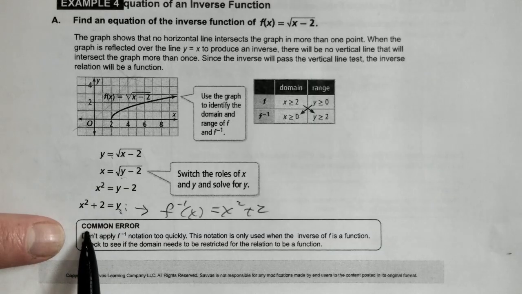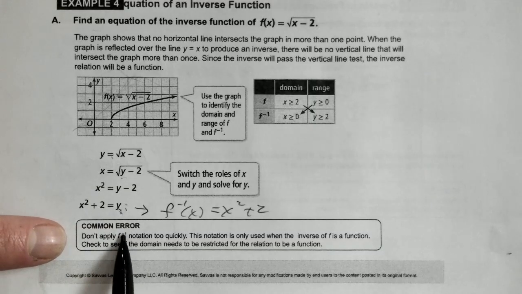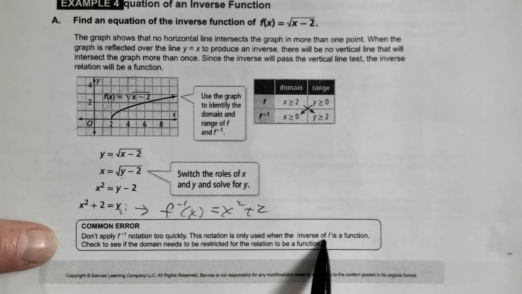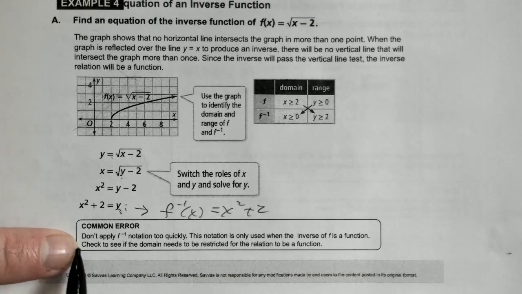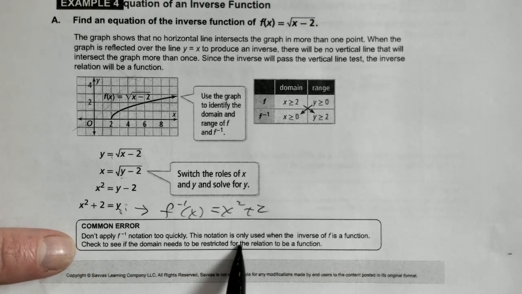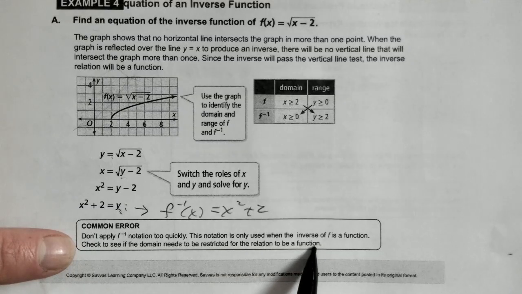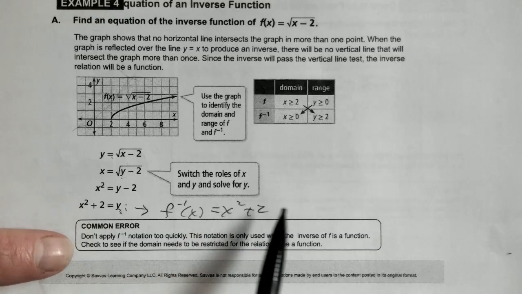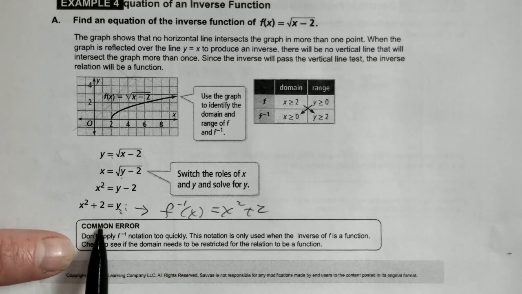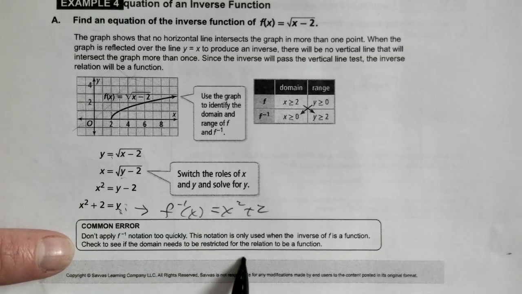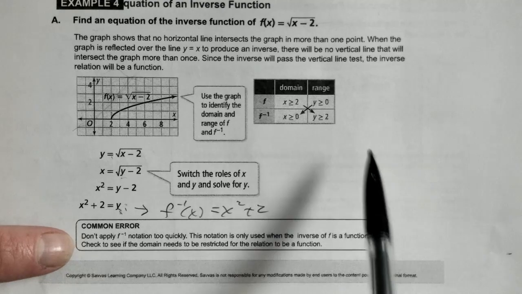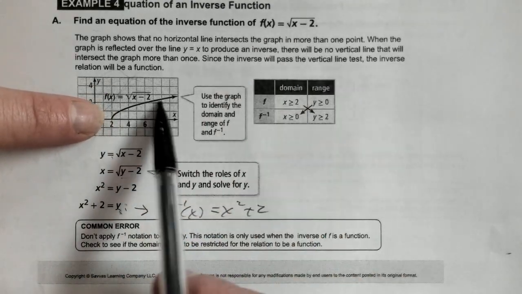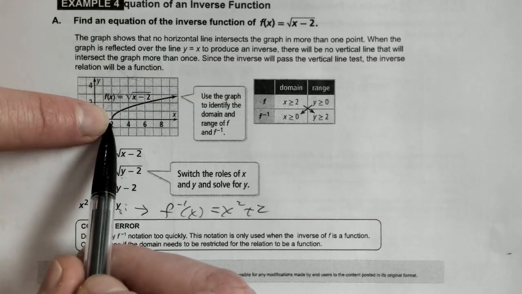But they give us this error. It says don't apply the inverse notation too quickly. This notation is only used when the inverse of f is a function. Check to see if the domain needs to be restricted for the relation to be a function. So, if you go back to the original function, it is a square root. The domain is 2 to infinity.